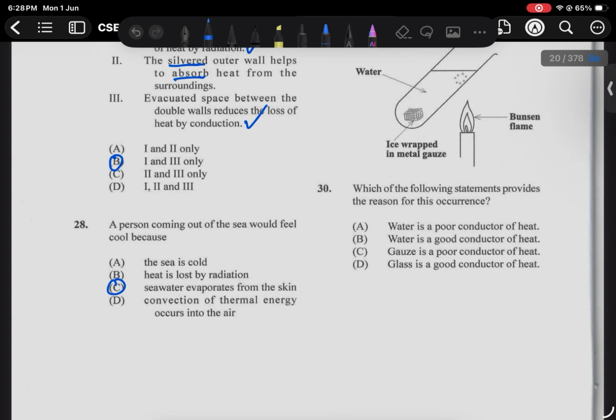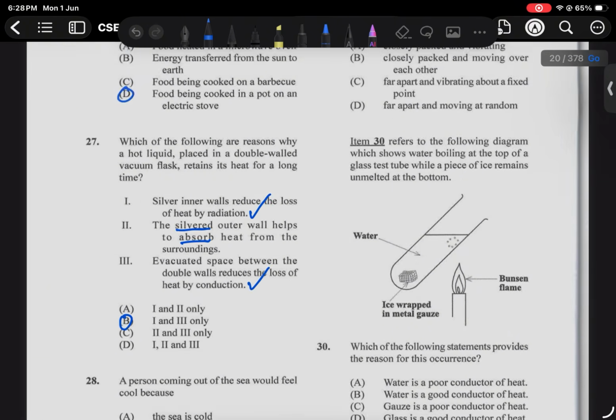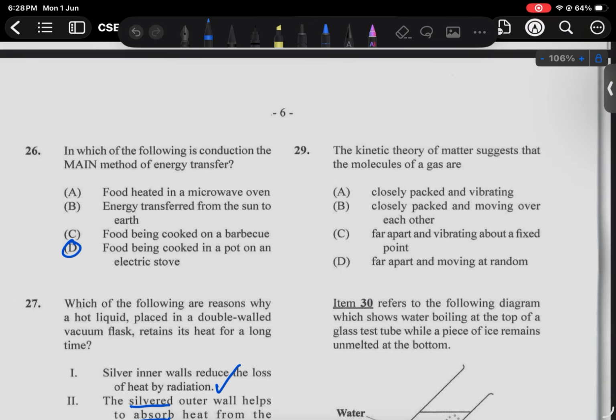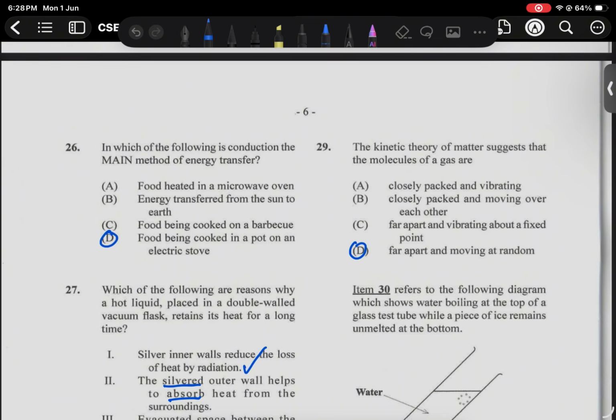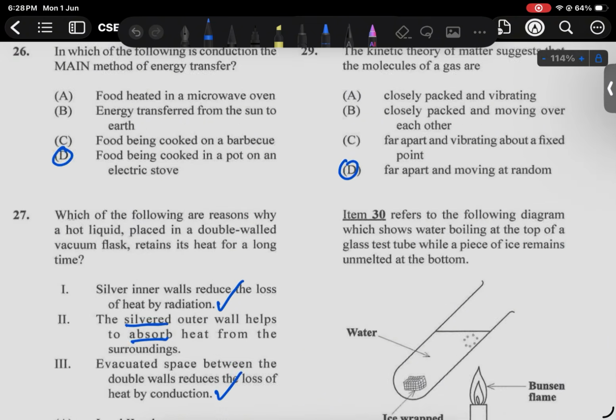A person coming out of the sea would feel cool because seawater evaporates from the skin. So when seawater is on the skin, evaporation would cause a cooling effect on your skin, and that's why you feel cold sometimes when you sweat. The kinetic theory of matter suggests that the molecules of a gas are far apart and moving at random. Their intermolecular bonds are extremely low.